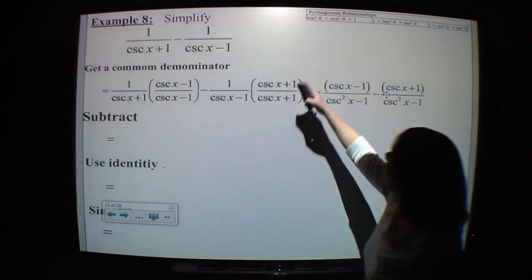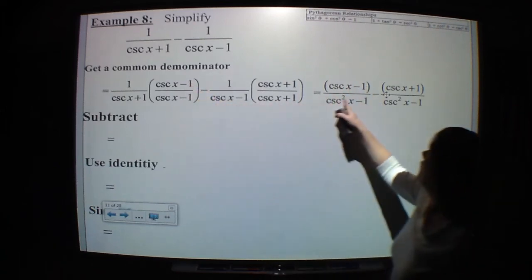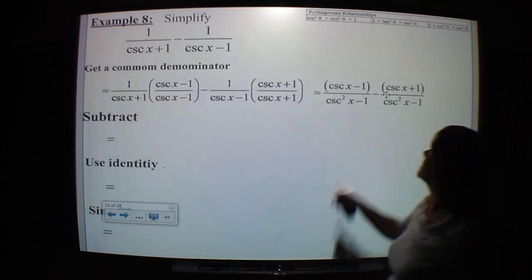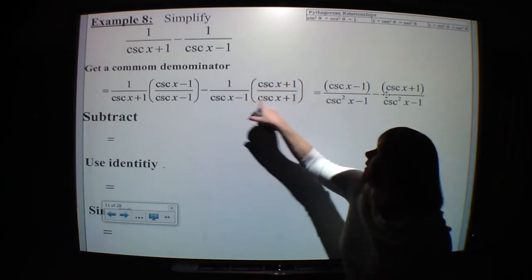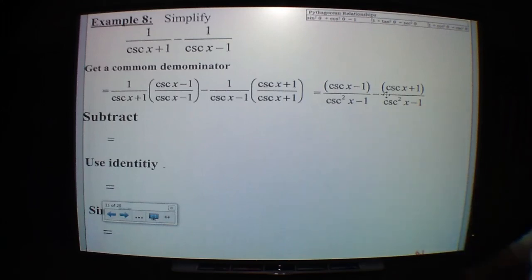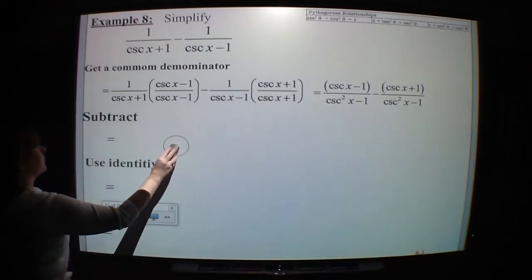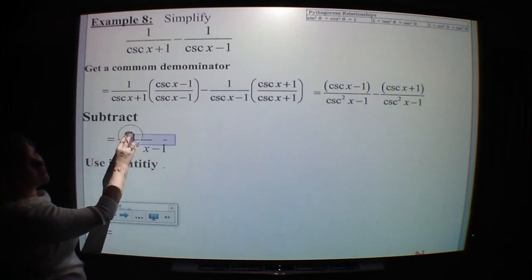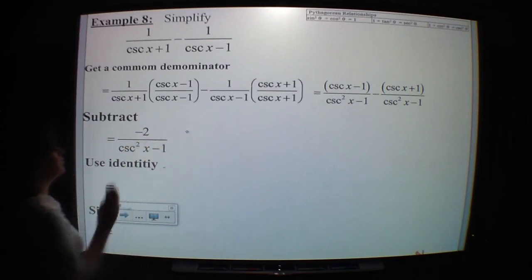Okay? So when I multiplied it out, I'll have cosecant of x minus 1 over this here. When I FOIL it, you have cosecant squared of x minus 1. And then this term right here, I have cosecant of x plus 1. And on the bottom, I have cosecant of x squared minus 1. Let's make it one fraction. Now I have the one fraction. So there's my denominator. And on the top, you have cosecant of x minus 1 minus cosecant of x plus 1. And you'll get plus 2.